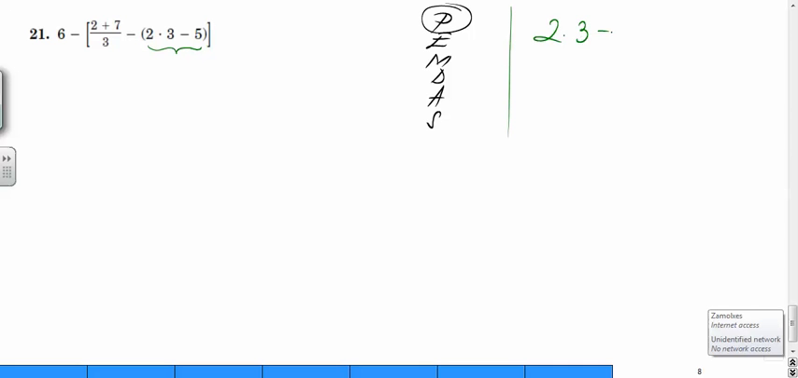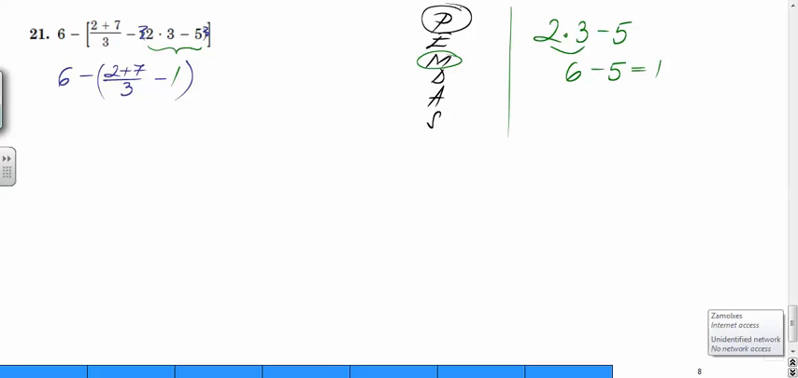2 times 3 minus 5. Well, order of operations tells me to go first with multiplication, right? 2 times 3 is 6, minus 5, that would be 1. So instead of this parenthesis here, I have just 1. Let's rewrite everything. I got 6 minus. Now, because the round parenthesis was solved, I will change my brackets here into a round parenthesis, and I have 2 plus 7 over 3 minus 1. And you close the parenthesis.